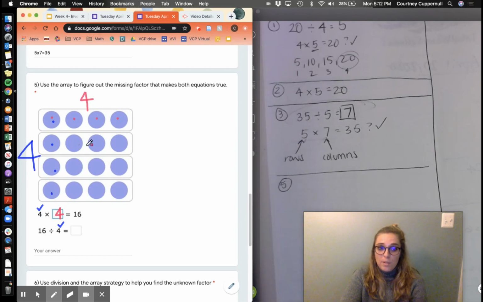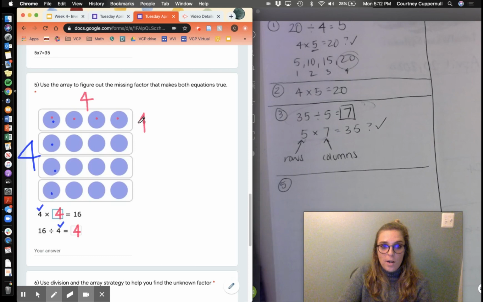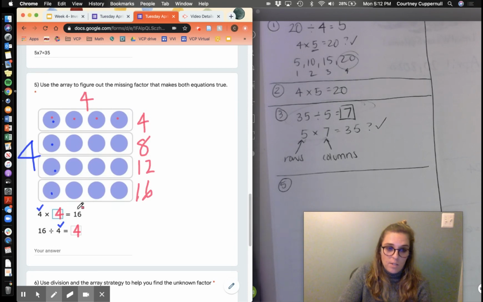That means I should be able to say that 16, if these are 16 tiles split into the 4 rows, should have 4 in each. Let's double check that this does indeed equal 16 by skip counting by 4s. Ready? Go. 4, 8, 12, 16. So it does indeed equal 16. I have a total of 16.